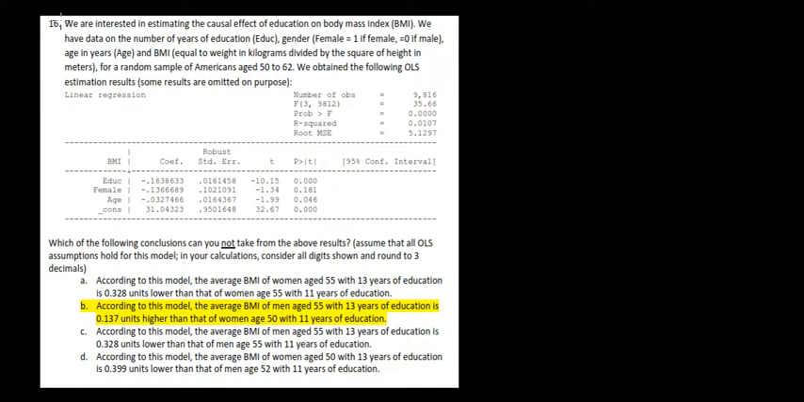Let's have a look at question 16 in this video. So we want to estimate the causal effect of education on body mass index. For that, we're having this regression over here where BMI is the dependent variable. The independent variables are education, the gender, the age, and a certain constant.